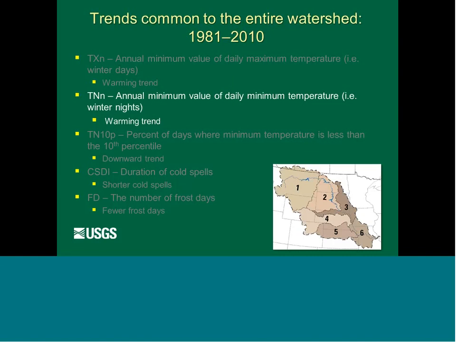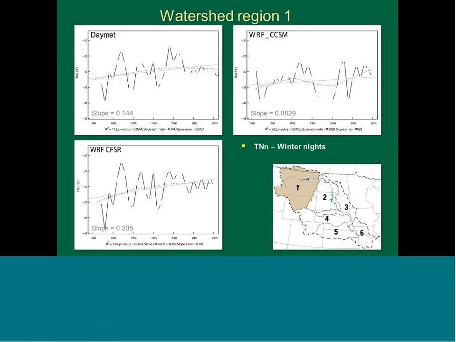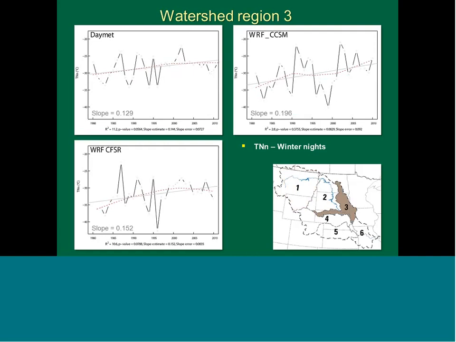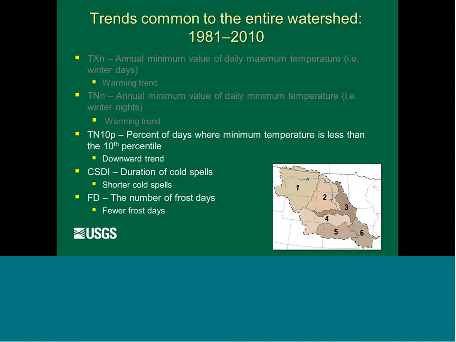Then we're looking at the annual minimum value of daily minimum temperature. Think winter nights. Looking again at Watershed Region 1, they're fairly comparable between the reference data set and the 2 simulations, and they're showing a fairly consistent warming in winter nighttime temperatures. And you're seeing a similar behavior in Watershed Region 3. So then these other 3 indices, I'm not going to go into any detail with them, but they're just looking again at how temperature has changed on the tails, and they're all focusing really on the winter months. So what we're seeing is warming in winter months overall.